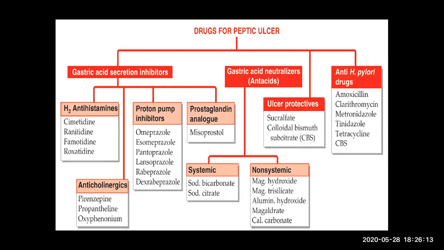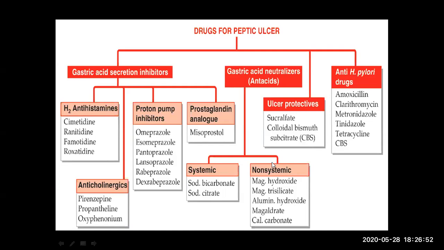The second group is gastric acid neutralizers. These drugs neutralize the gastric acid, that is, they increase the gastric pH. The third group of drugs are ulcer protectives, which coat the ulcer surface and protect it. And the last group of drugs act on H. pylori, the bacterium which causes peptic ulcer. This group targets the H. pylori bacterium, thereby healing the already formed ulcer and also preventing the further formation of ulcers.